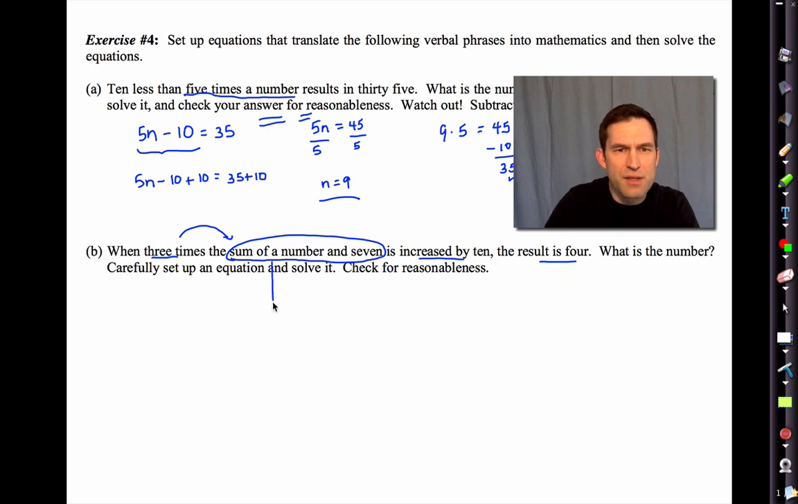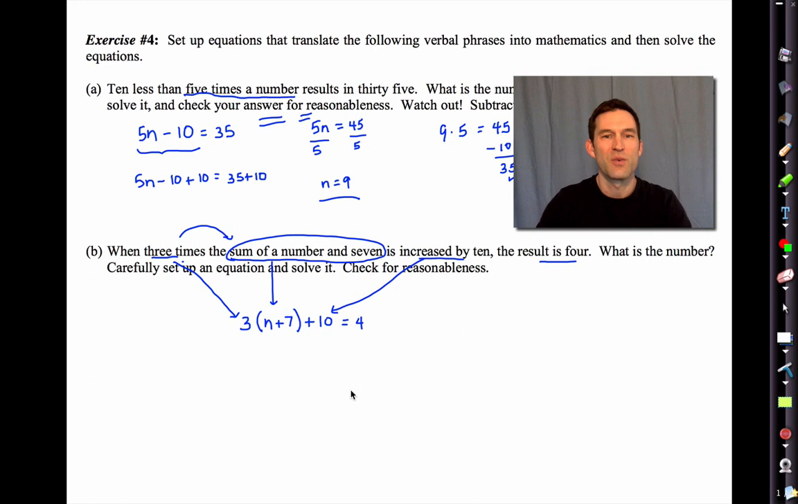Let's deal with this. The sum of a number and 7. Then what are we doing to the sum of the number and 7? We've got 3 times it. I really need those parentheses, because if I don't have the parentheses there, I'm only going to be multiplying the number, n. Then we increase it by 10. So this gives me this. The result is 4.